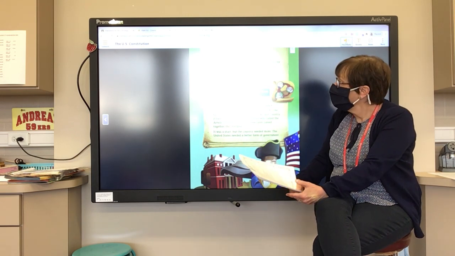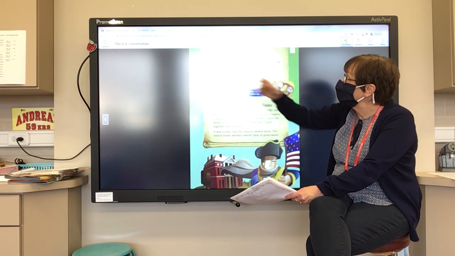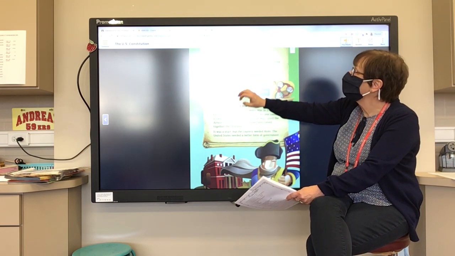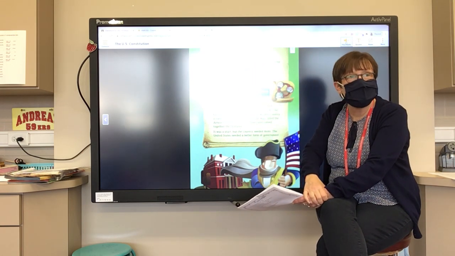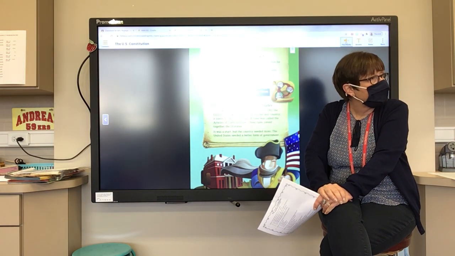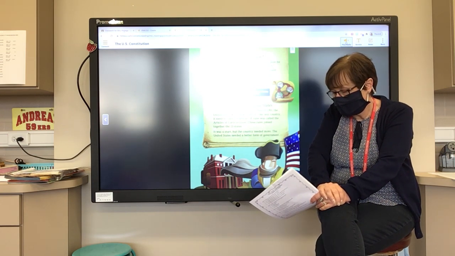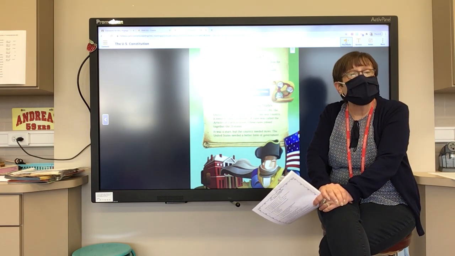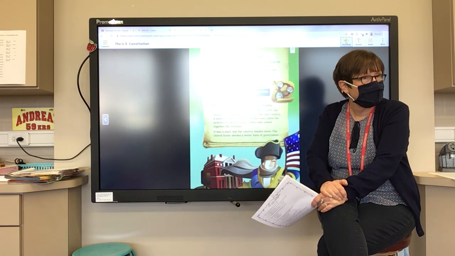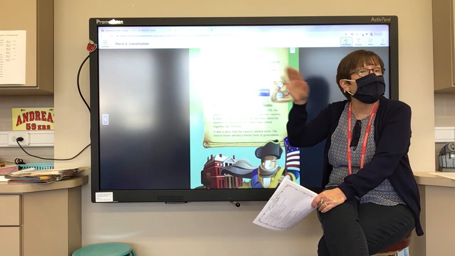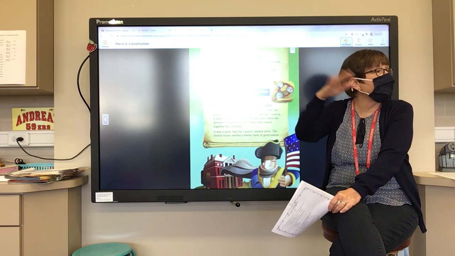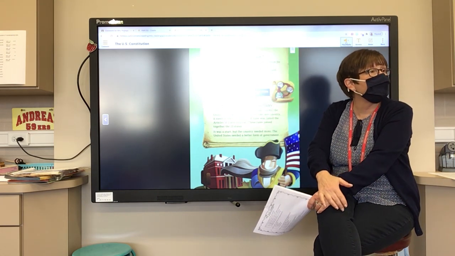Okay, so what can we say about the Constitution? What do we know about the Constitution from this page? What is the purpose of the Constitution? Tell me something about it. Yanni? The Constitution is the highest law in the United States. That's right. It's higher than any other laws. It's higher than the laws in the states. So it is over state laws. It's more important than the state laws.